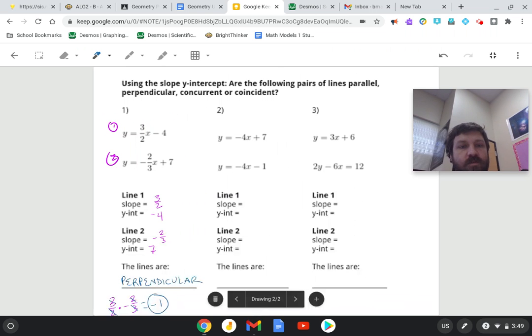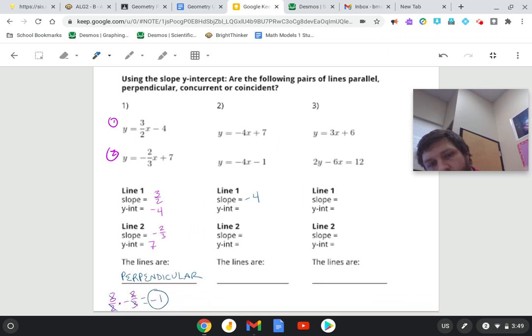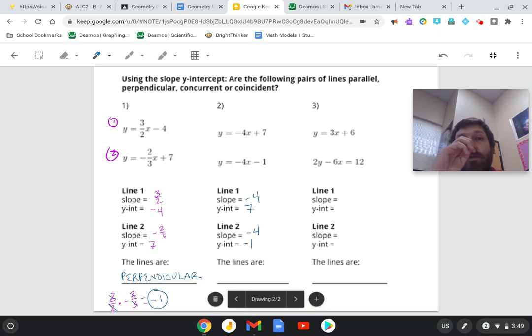All right, looking at my next one. It says negative 4x plus 7 and negative 4x minus 1. The slope of line 1 is negative 4, and the y-intercept is 7. The slope of line 2 is also negative 4, and the y-intercept is negative 1. So these have the same slope.